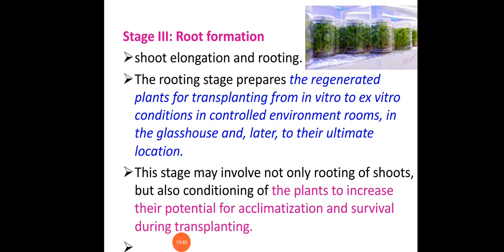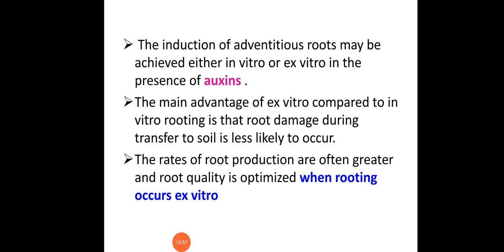So in this controlled environment rooms, the glassware and the location. This stage may involve not only rooting of shoots but also conditioning the plants to increase their potential for acclimatization and survival during transplanting. This induction of adventitious roots may be achieved either in vitro in the presence of auxins. The main advantage of ex vitro rooting compared to in vitro is that damage during transfer to soil is less likely to occur.